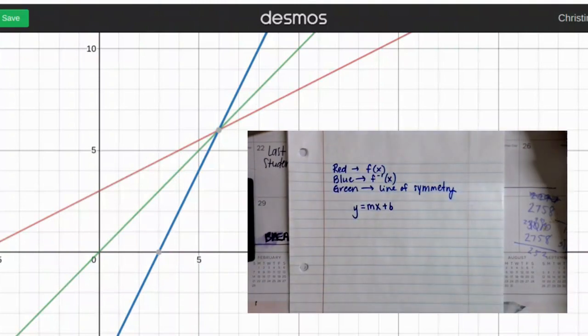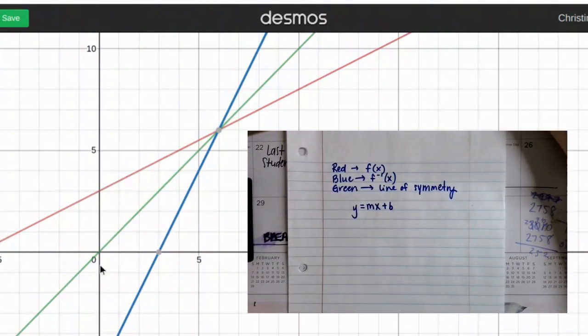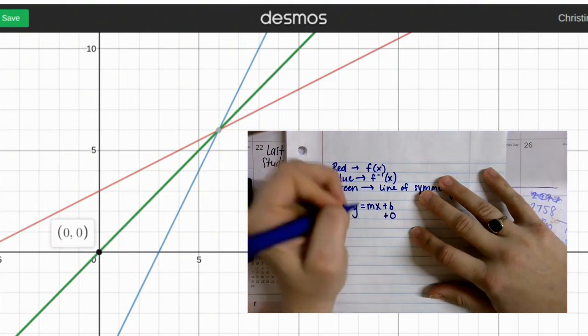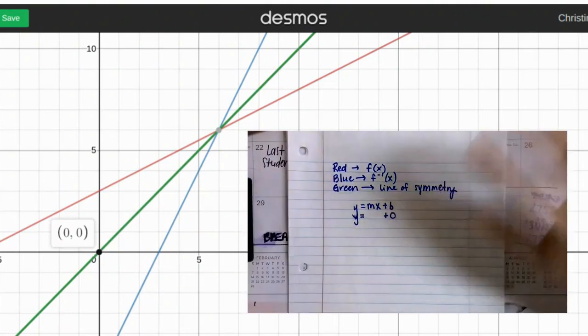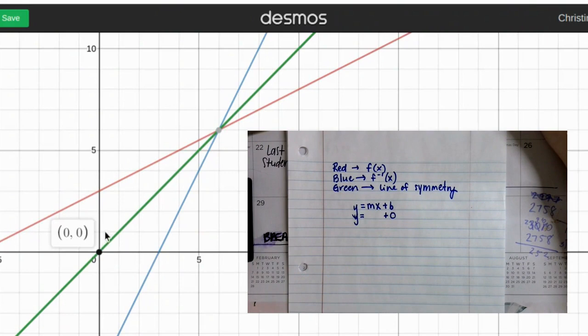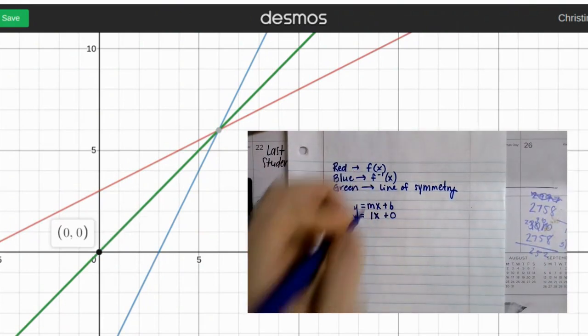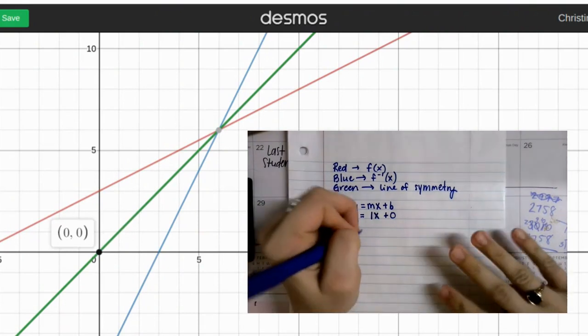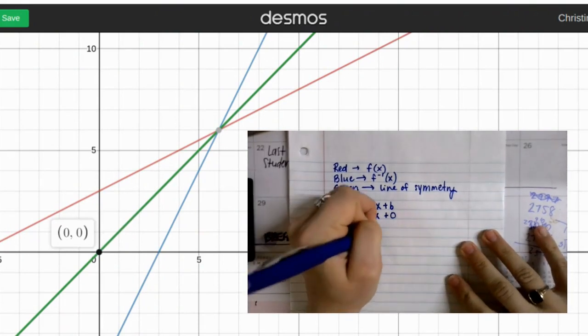So if we take a look at this green line here, we are going to have a y-intercept of 0 because this point is going directly through (0, 0). So I know that we will have plus 0 out here. Okay. My slope, if I go up 1 over 1, up 1 over 1, my slope is 1. So I have 1x plus 0. If I simplify this all the way, I end up with y equals x.